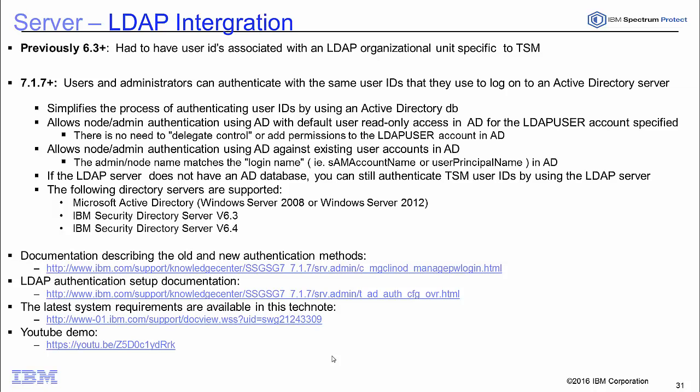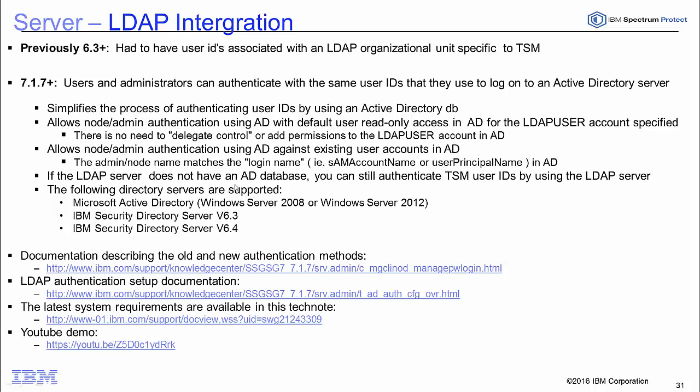So this basically simplifies the process of authenticating the IDs by utilizing the Active Directory database, and it allows both your Spectrum Protect nodes or your Spectrum Protect admins to be registered and authenticated using your Active Directory default read-only access. Also, if a password gets updated in the Active Directory, Spectrum Protect knows about that. You won't be prompted for password updates.